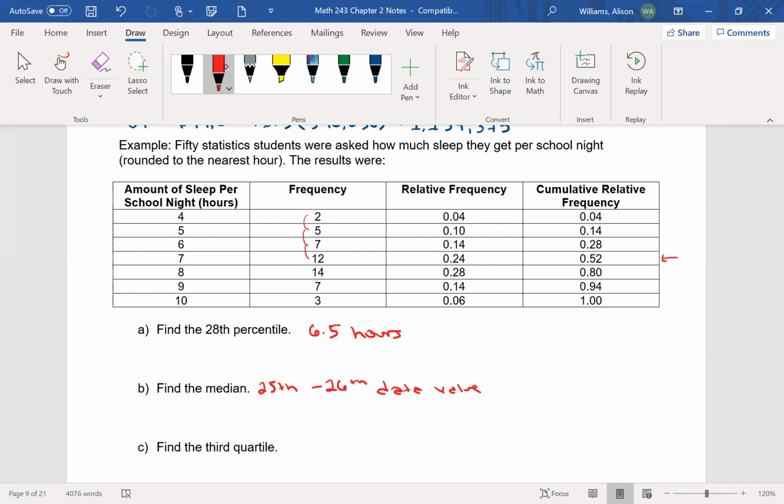That means that the 25th and 26th data values are both sevens, because 12 people answered 7 as their number of hours of sleep. So this means that the 7 represents what the 25th person said, and 7 represents what the 26th data value is. Therefore, the median is 7 if you average those out.